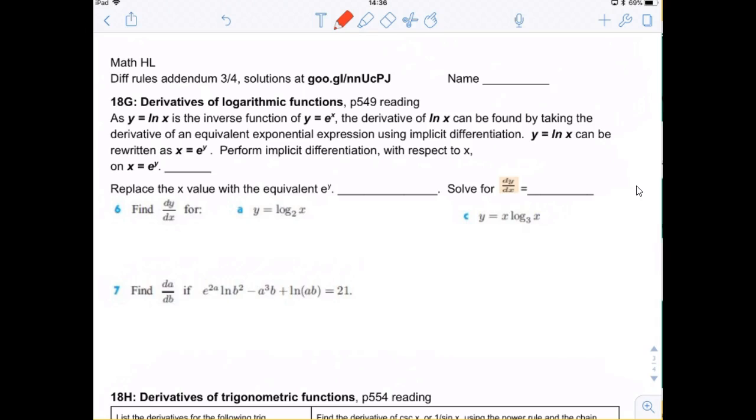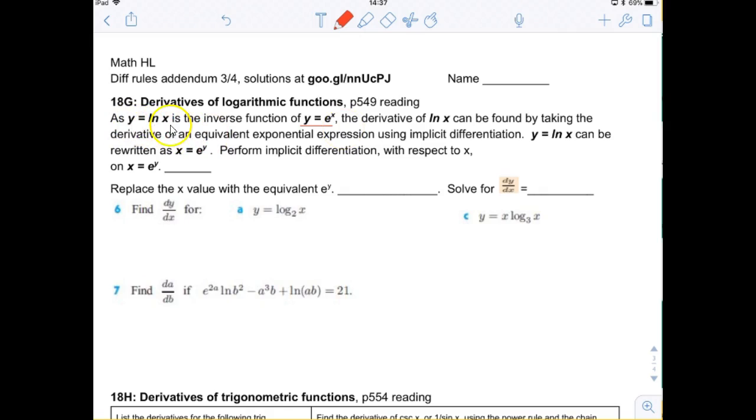The way you do that is you do implicit differentiation on an expression which is equivalent to y equals natural log of x. We know how to take the derivative of y equals e to the x. Now we want the derivative of y equals natural log of x, which we already know from the functions chapter is the inverse function of y equals e to the x, right? They do two opposite things.